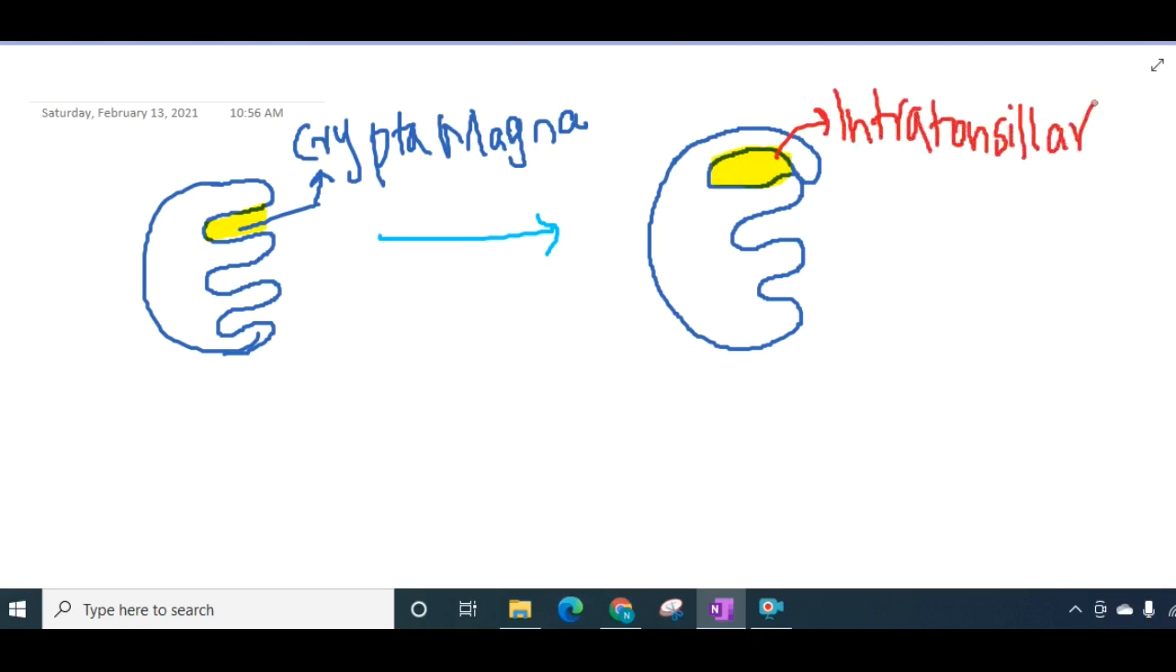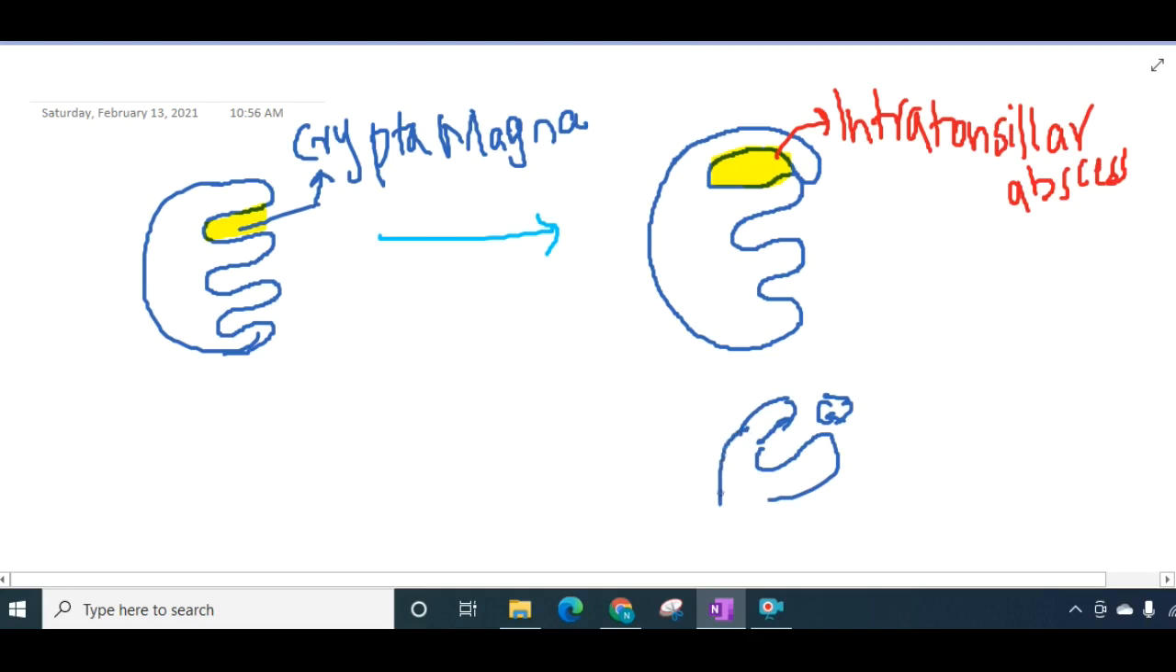Now if this intratonsillar abscess bursts, either at the crypt or at any other site, once it has burst out, the infection or the pus which is present inside the tonsil goes outside the tonsil through the tonsillar capsule, resulting in formation of the so-called peritonsillar abscess or quinsy.